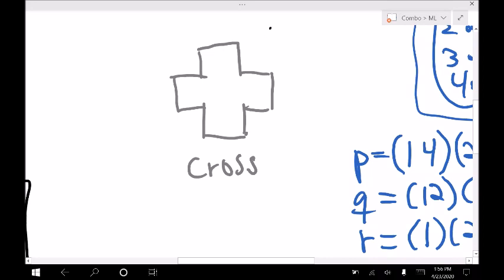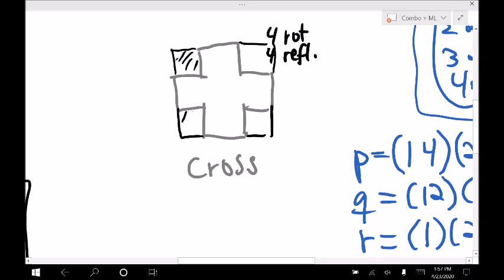So the cross has 4 rotations, just like a square, but then it has also 4 reflections, just like a square. In fact, you can think of it like a square, which you remove the 4 corners, right? So you just shave off the corners over here, here, here, here, and then boom. You have the cross, which has 4 rotations, 4 reflections.